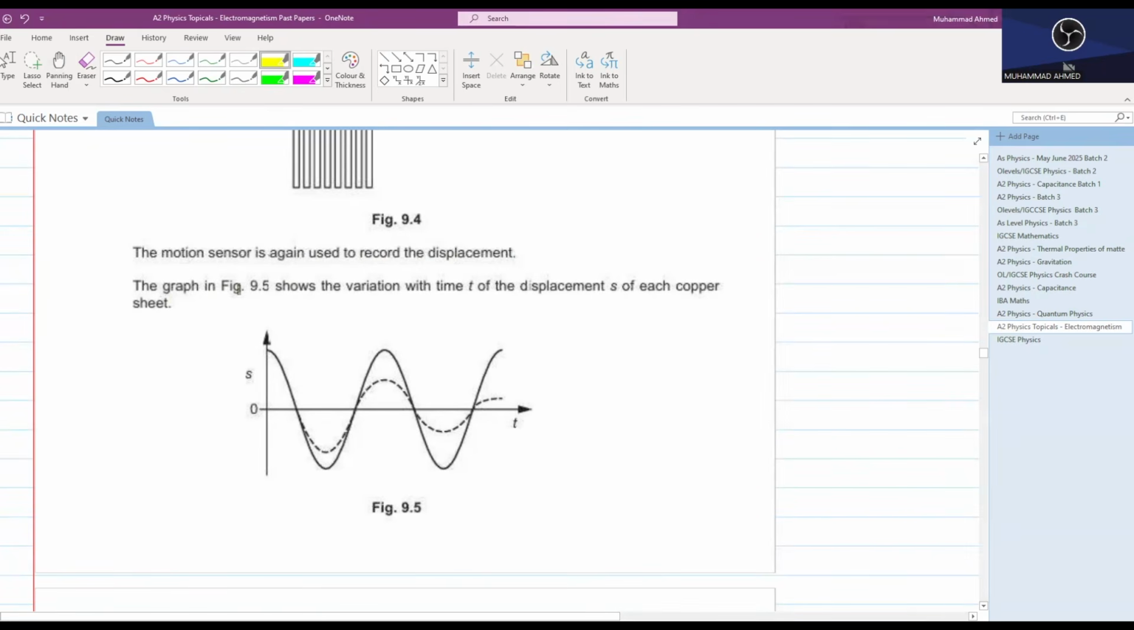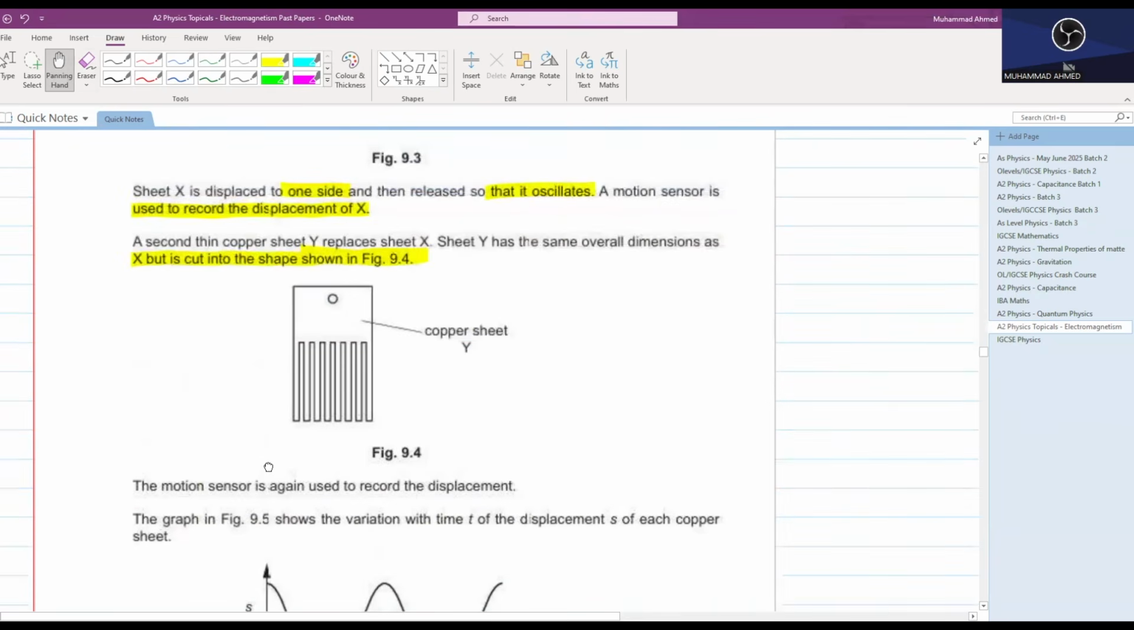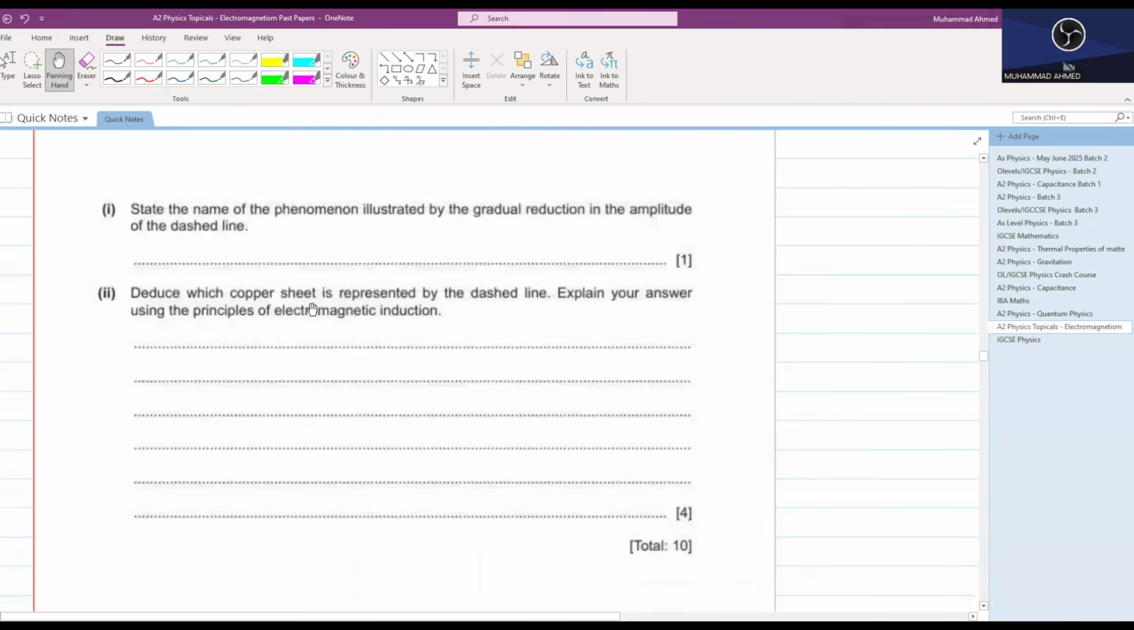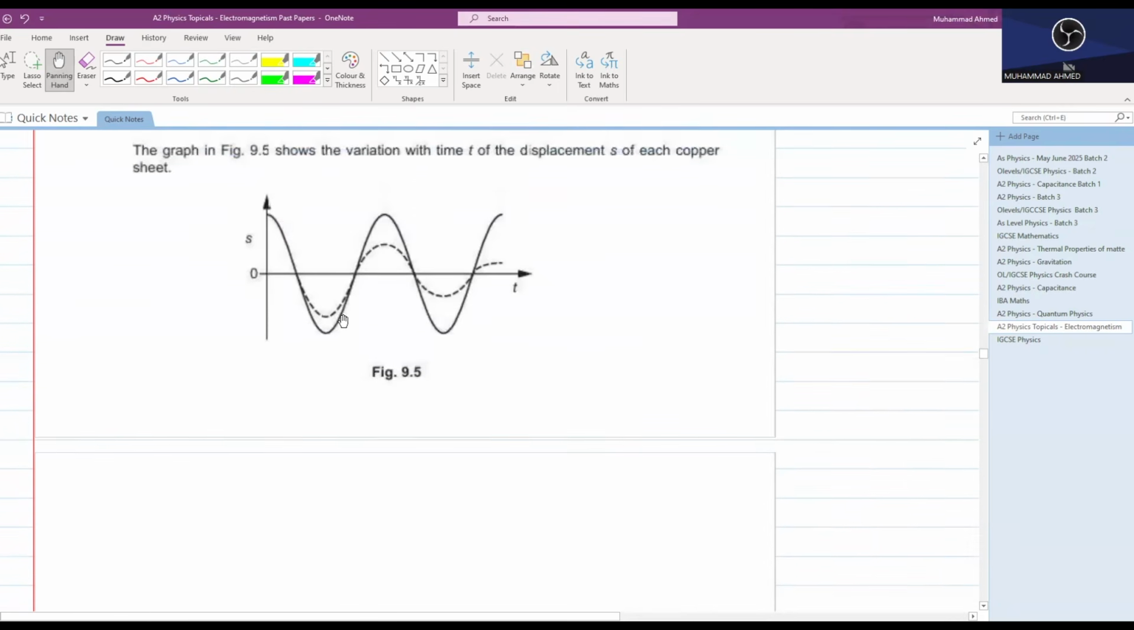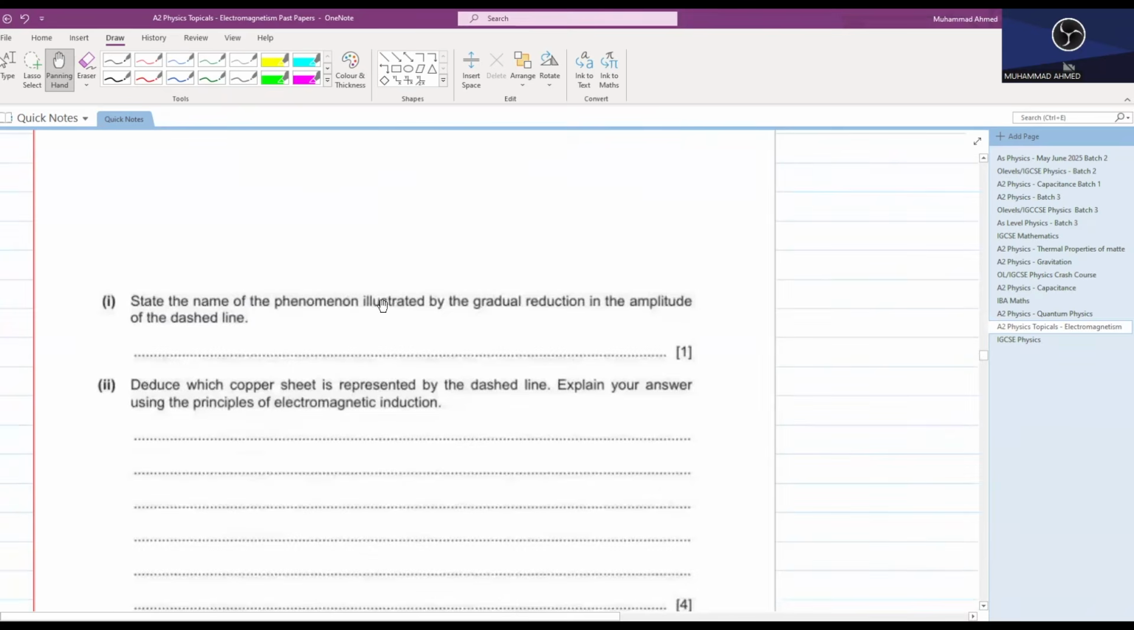The graph in figure 9.1 shows the variation with time t of the displacement S of each copper sheet. So one of these graphs is for X plate and one of these graphs is for Y plate. State the name of the phenomenon illustrated by the gradual reduction in the amplitude of the dash line. What is happening here? What does this decrease in amplitude show you? Light damping. Light damping.